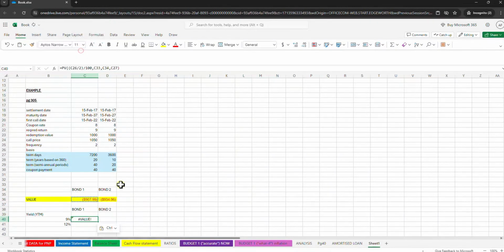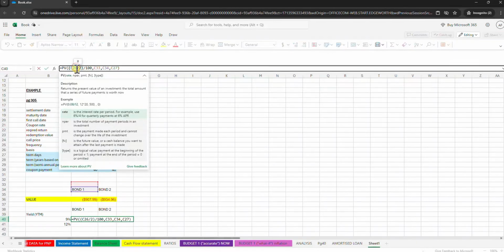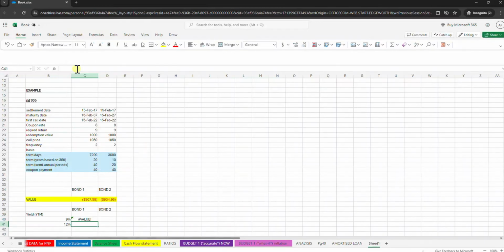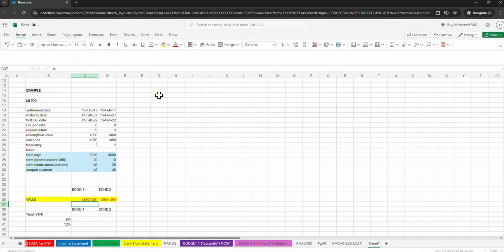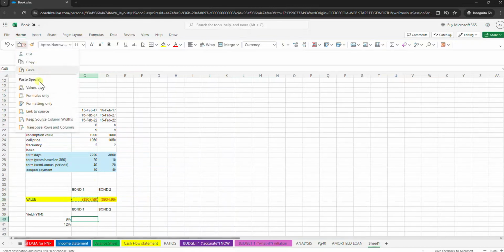Okay. I just need to change this back to C22. Okay. I see. All right, let's fix these. Dollar sign. Okay, C22, that one we can change. All right, so let's paste the formula here.